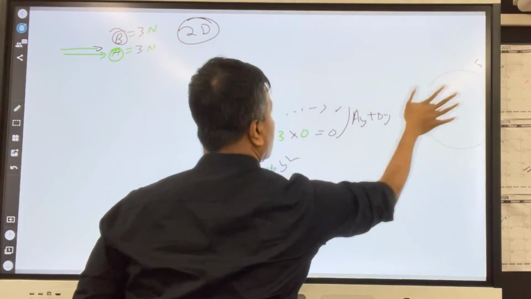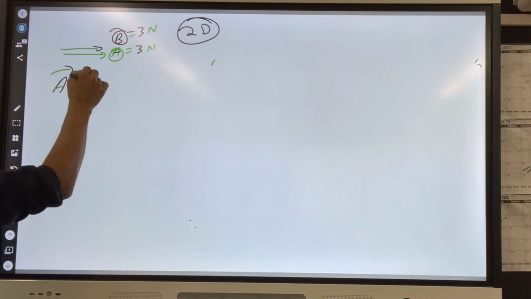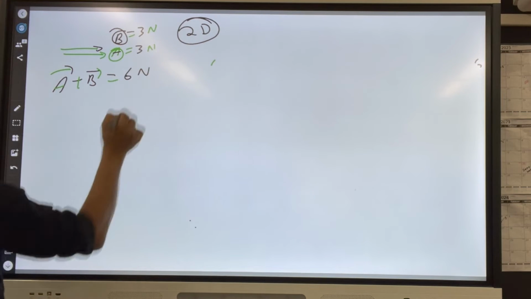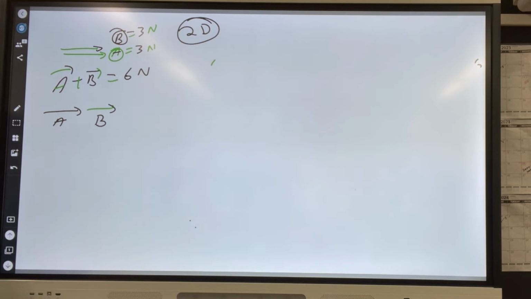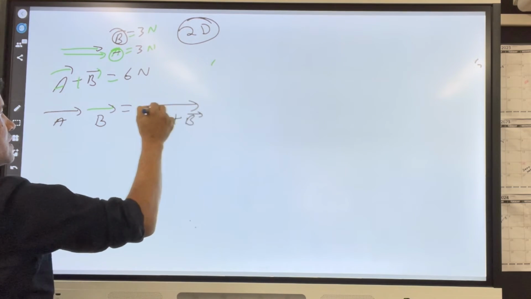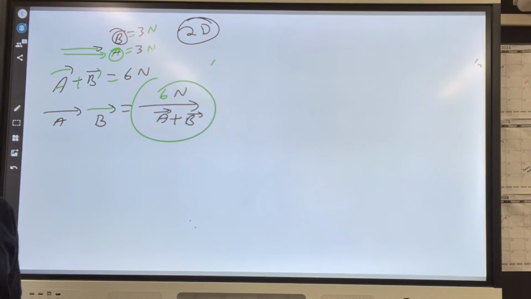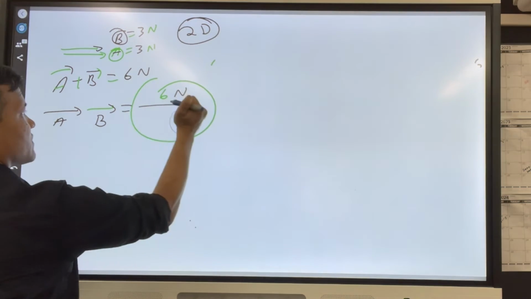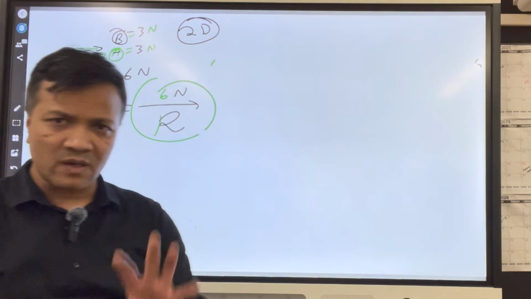So what do you get? Vector A plus vector B is equal to 6 Newton. This is how you add: vector A plus vector B is equal to vector A plus B, and that is 6 Newton. This is the sum of two vectors, and instead of vector A plus vector B, you're going to call it vector R. This is what we call the resultant.